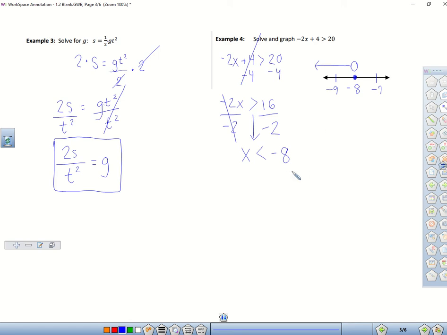Now you can always check your work by plugging in a value, say less than negative 8, to see if it works. So I know that negative 10 is less than negative 8. So let's go ahead and plug that in. Now if I plug in negative 10, negative 2 times negative 10 is 20. So 20 plus 4 is 24. 24 is definitely greater than 20. So you can also check something that wouldn't fit in the inequality and check your work that way as well. So like I said, it's always a good idea to test your work and ensure that you've done it correctly.